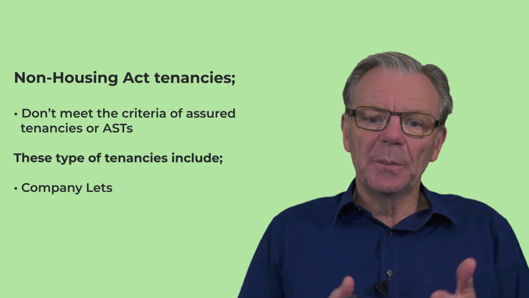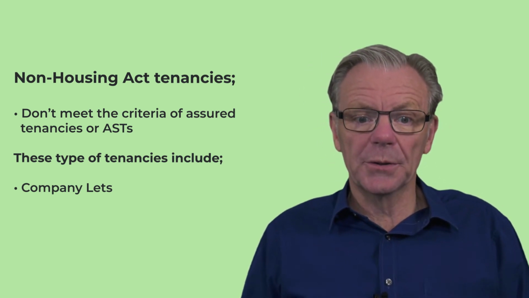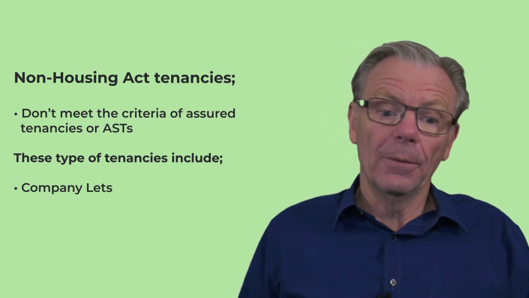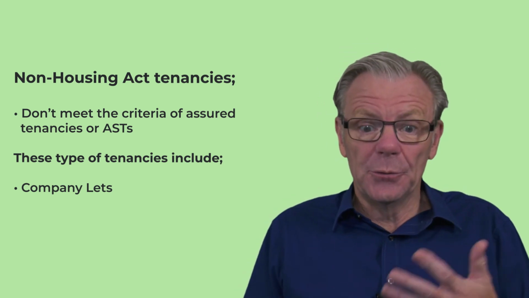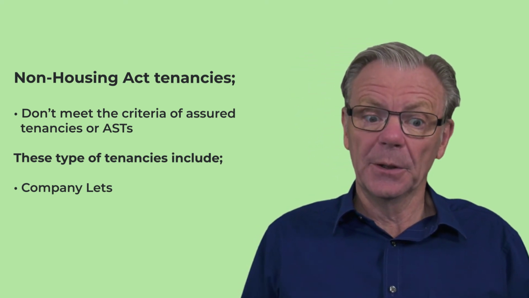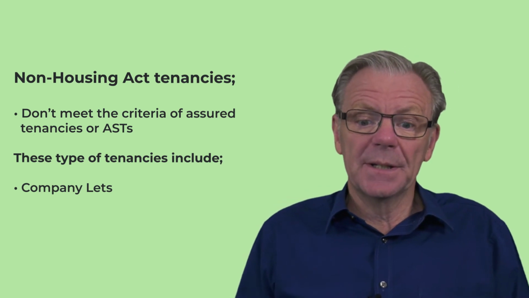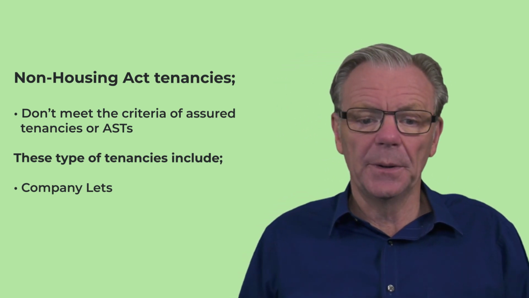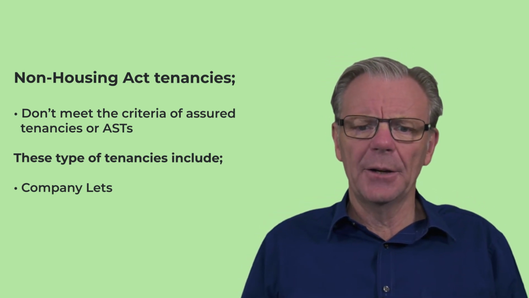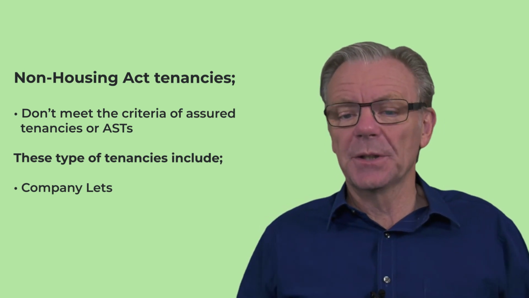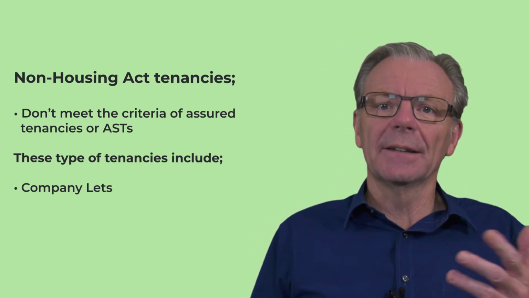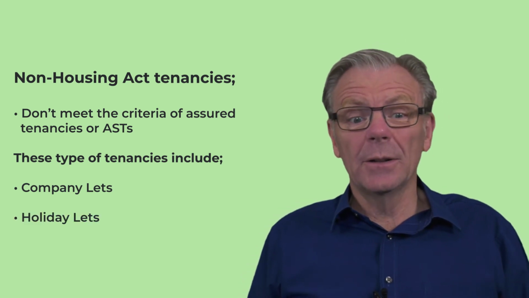This type of let must be to a company and not to an individual person. The contract will need to be signed by an authorised signatory of the company, and as an agent you should get written proof that that person is authorised to sign on behalf of the company. These properties tend to be occupied by an employee of the company who will be the permitted occupier. They're not controlled by the Housing Act, and there's far less protection there for the tenant, or in this case the licensee. Another example would be a holiday let.